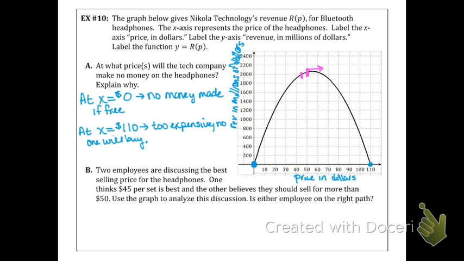But both of those prices that they're giving us are close to the maximum, right? And so at this maximum, that's where they're going to maximize their revenue. So are they on the right path? I think so. Since both are close to the maximum, they are on the right path.